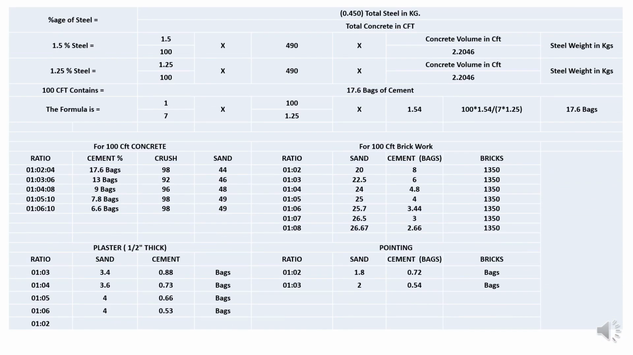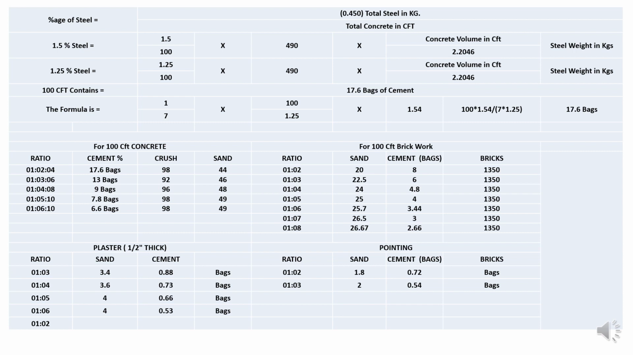Now let us come to steel. 1.5% of the steel is equal to 490 into 1, that is the concreting volume, 2046. 1.25% of steel if we consider, it will be 490, that is 20426. 100 CFT contains 17.6 bags of cement. The formula is 1 by 7 into 100 by 125 is equal to 1.54. 100 into 1.54, that is 7 into 125, will make it 17.6 bags. For 100 CFT concreting, 1:2:4 will require 17.6 bags.